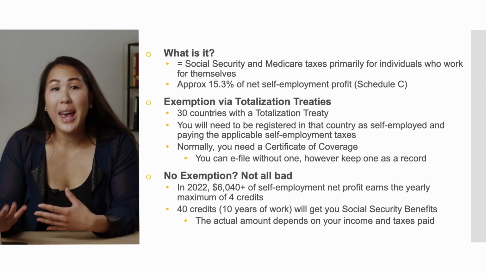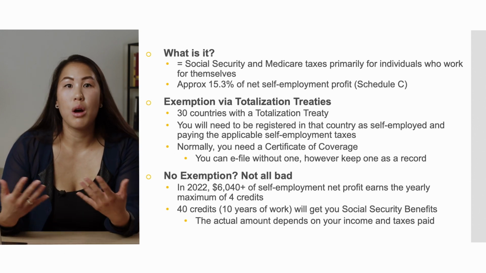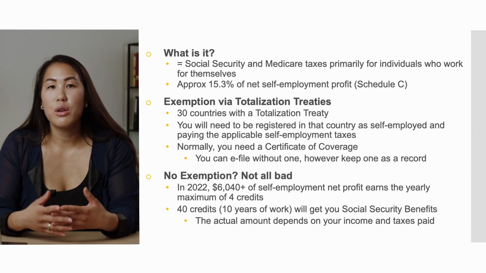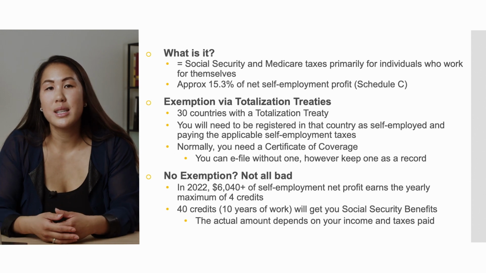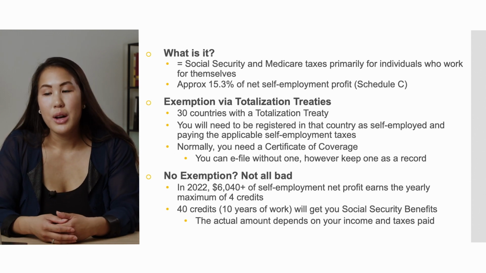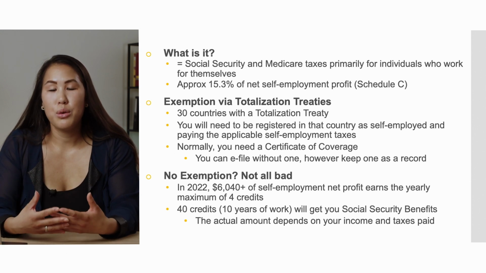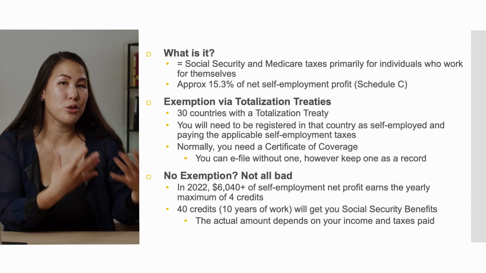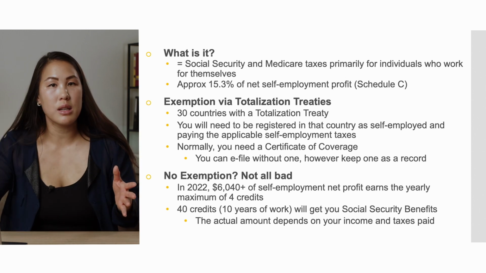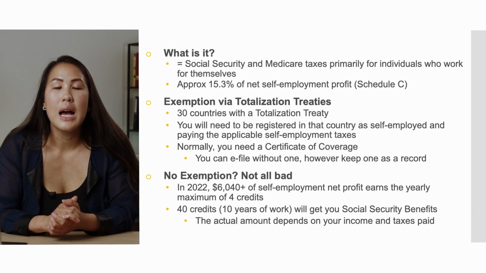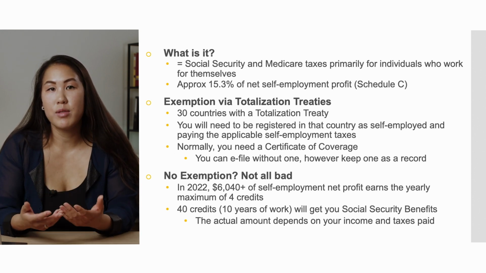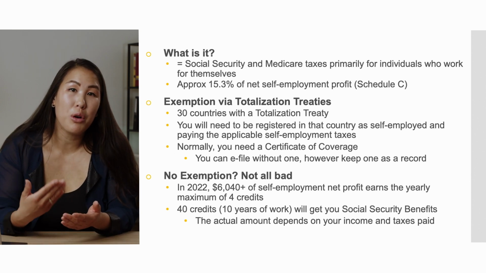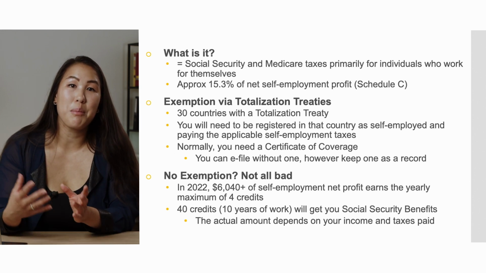Now, if you can't get an exemption because, one, you are not registered and paying taxes in any country, right, or you basically don't live in a country that has a totalization treaty, it's not terrible. So basically, if you have enough self-employment income that you pay Social Security taxes on, right? It's about $6,000 and over, it increases a little bit every single year. If you have that much and you pay that 15.3% self-employment tax on it, you actually get the maximum of 4 credits towards your Social Security benefits account.